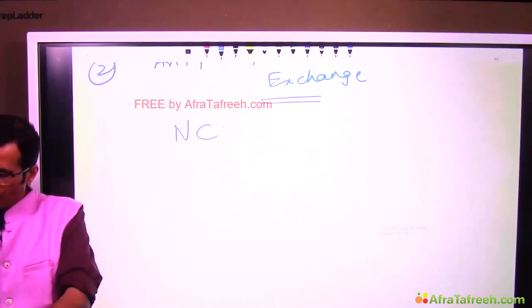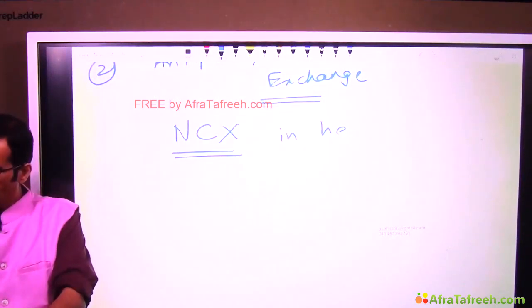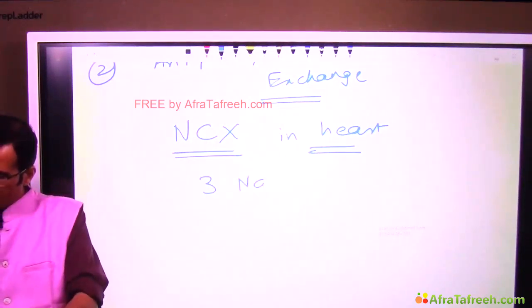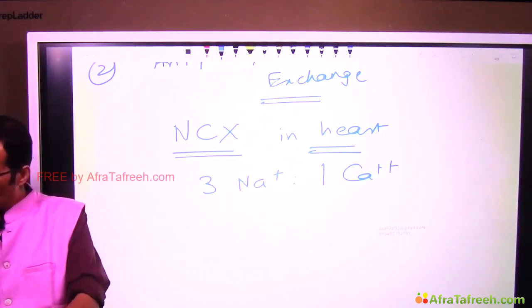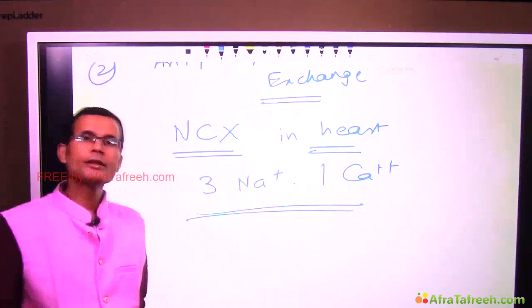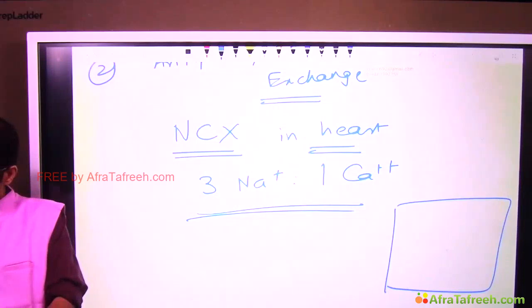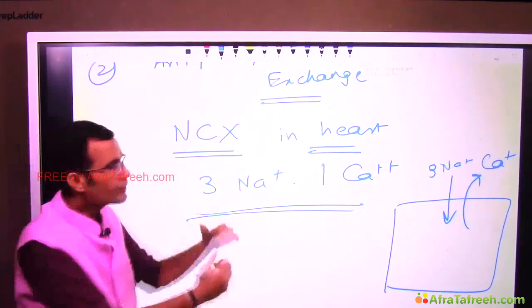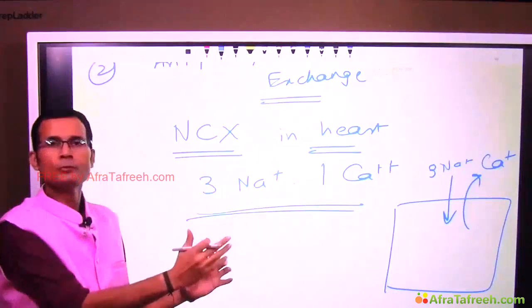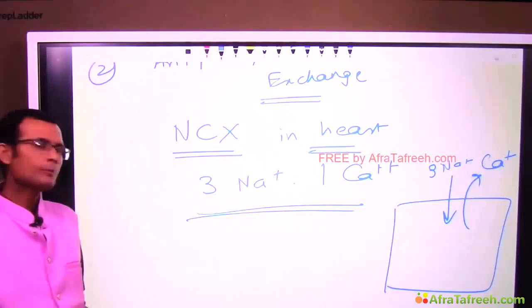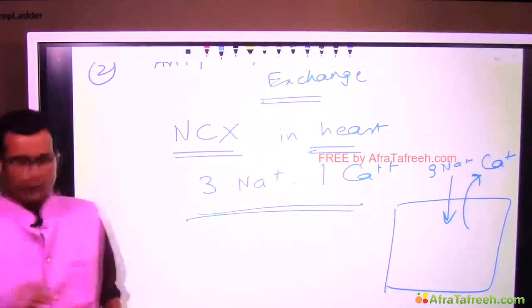Example, sodium calcium exchanger in the heart, NCX in the heart. It carries 3 sodiums to 1 calcium. The stoichiometry of the sodium calcium exchanger is 3 sodiums to 1 calcium, and therefore how will it happen? 3 sodiums are going in and 1 calcium ion is coming out. That is the exchange. That is the counter transport. Or the other ones like the chloride bicarbonate exchanger in the RBC, the band 3 protein it is called.